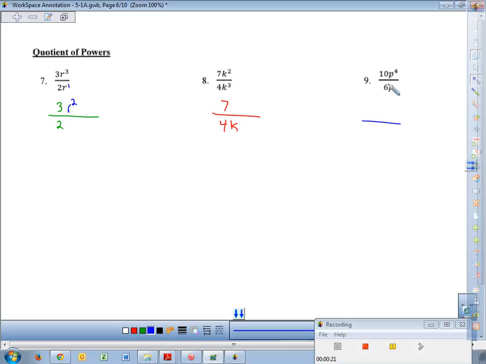Coefficients, 10 over 6. Well, 10 over 6 can reduce, because 2 goes into each one of those, so doesn't that reduce to 5/3? Then the p's, where are there more p's? Well, there's 4 upstairs and 1 downstairs. Well, there's more upstairs. How many more? There are 3 p's upstairs, so you get p cubed for your final answer there.